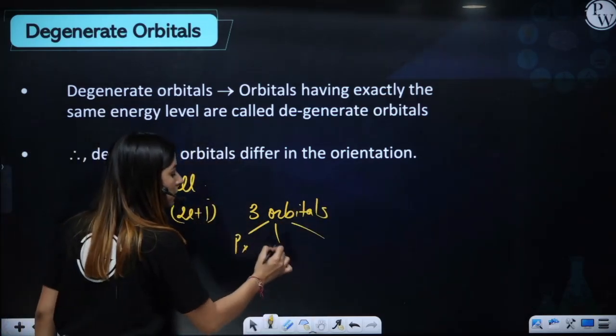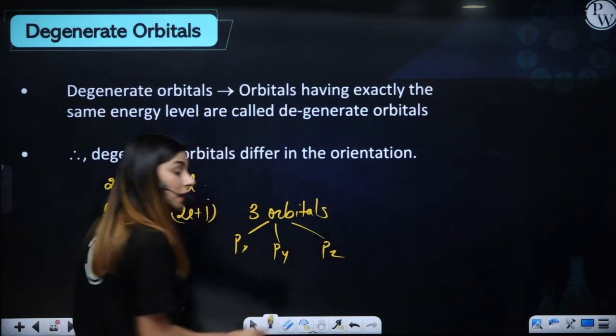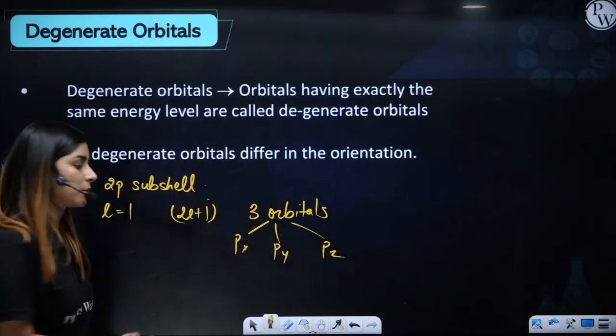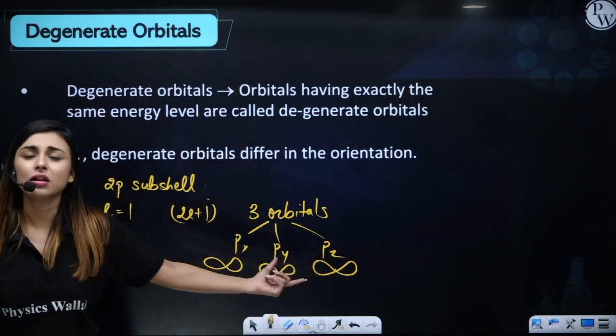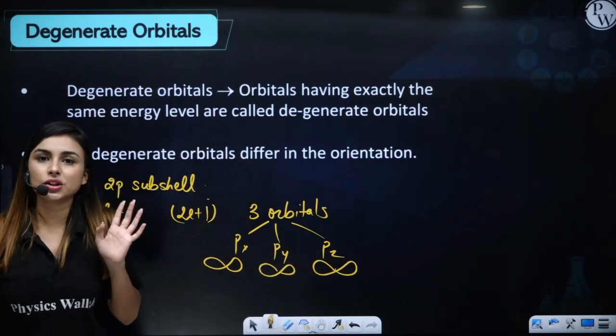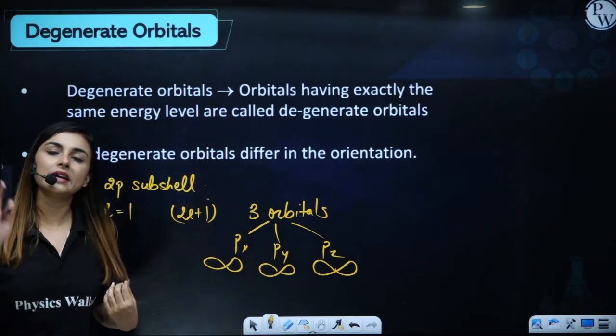Px, Py, and Pz. You know that all of them have a dumbbell shape. How do they differ? They differ only by the orientation. One will be on the x-axis, one on the y, and one on the z.